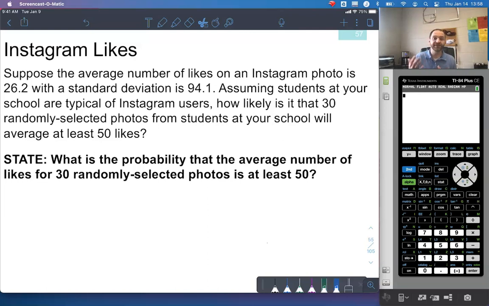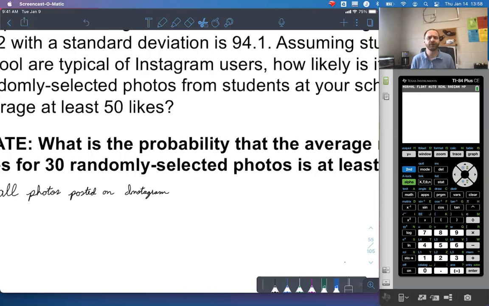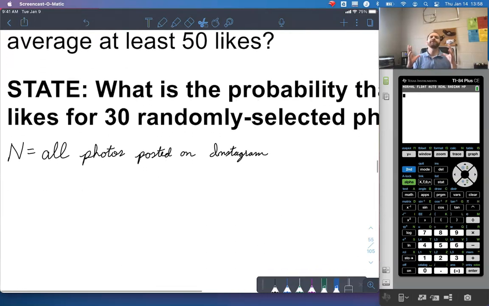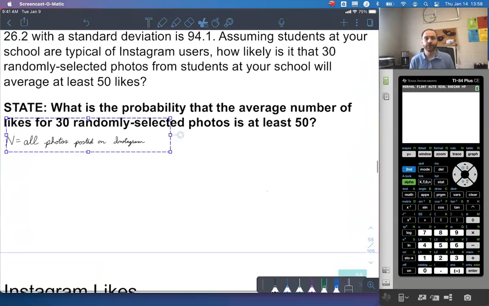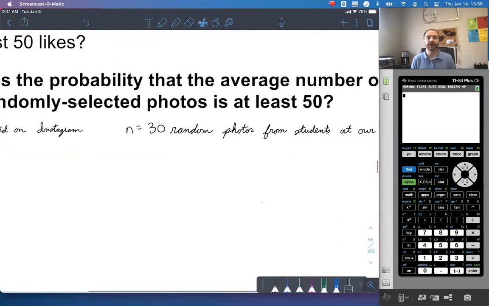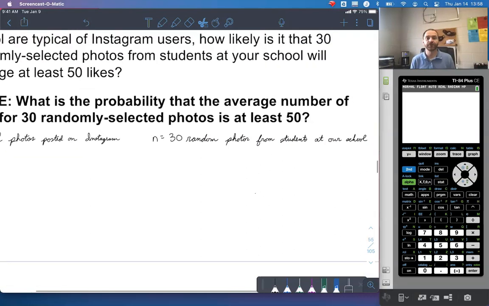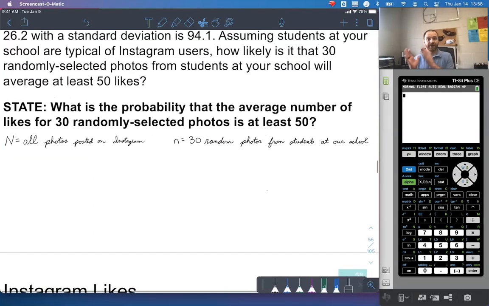Notice it includes what we're trying to find, and the sample size. By the way, let's define our population and our sample. Our population here is all photos posted on Instagram. And the sample is the 30 random photos from students at our school. So I define those. I state them. I'm going to say it again.